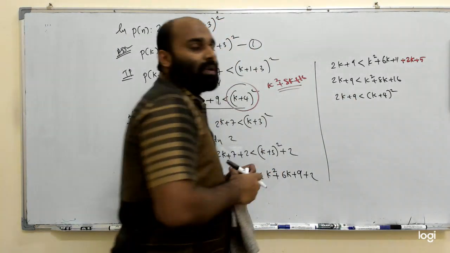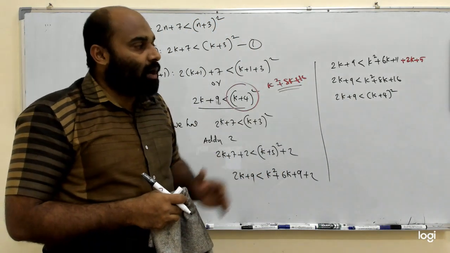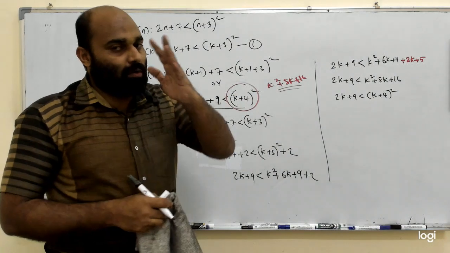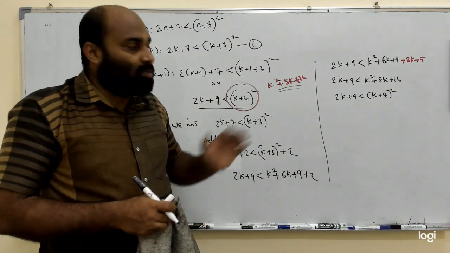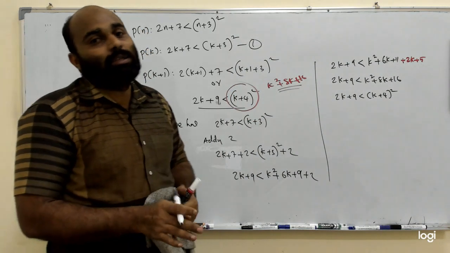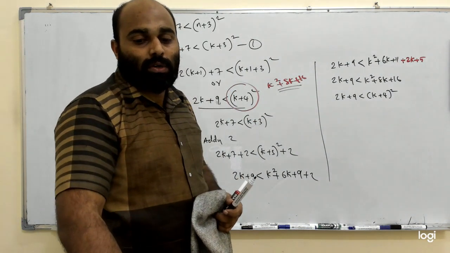That is proved. So what is the conclusion? Thus P of k plus 1 is true whenever P of k is true. I hope you understood it. So bigger side we can add anything, smaller side we can remove anything. That concept only I used. Okay, I hope you understood it. Now next one.